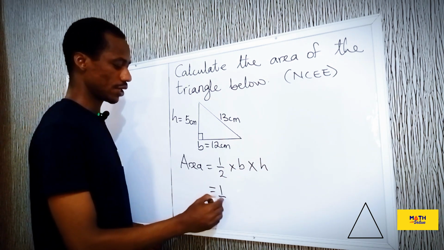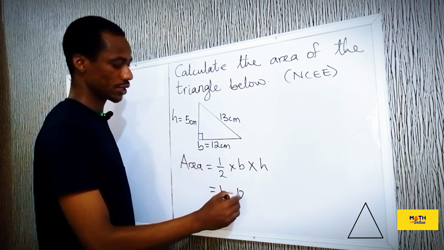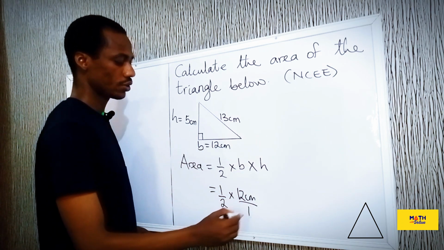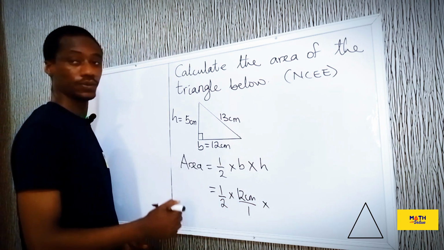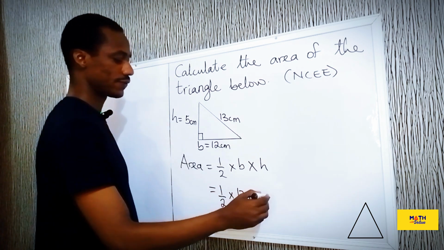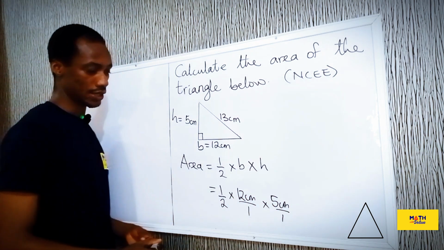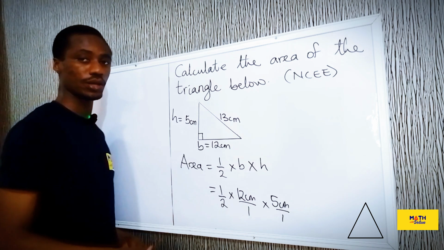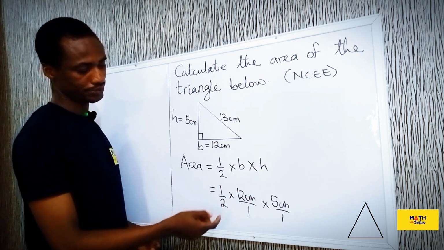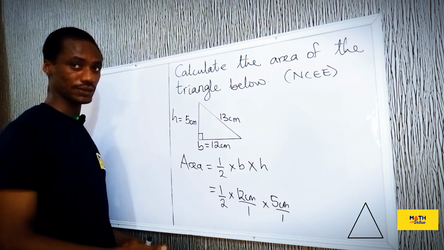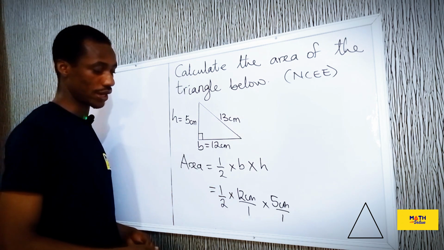So that's 1 over 2 times the base, which is 12 centimeters. I'll write that as a fraction for easy multiplication. Then the height is 5 centimeters. So all I need to do is to check any of these two parameters that 2 can divide. Is there any of them that I can divide by 2? Yes, I have 12. 12 can be divided by 2.